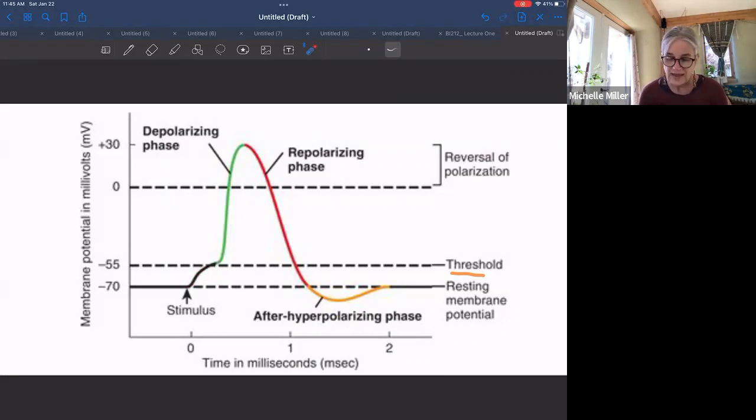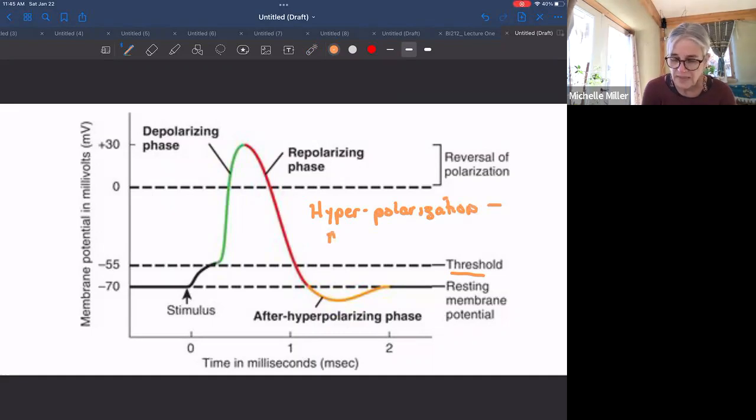Now you'll notice that sometimes we have this hyperpolarization where potassium leaves at a really high rate, and it actually makes the inside of the membrane hyperpolarized. So hyperpolarized is below negative 70 millivolts. So I'll just write that right here. So hyperpolarization, that means that it's greater polarization.